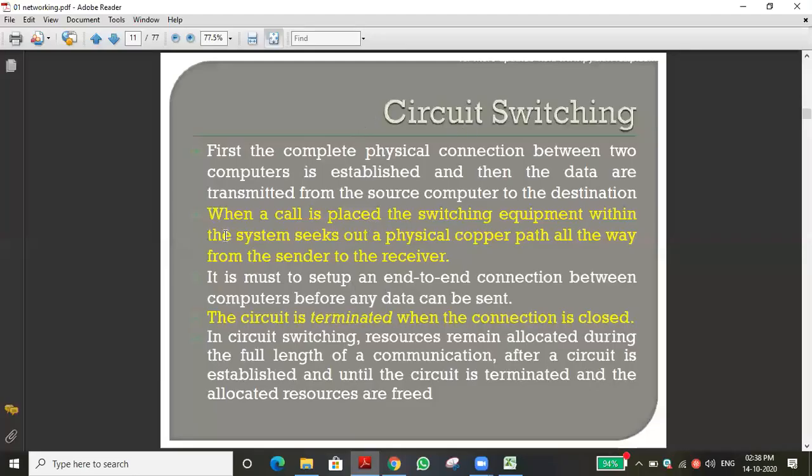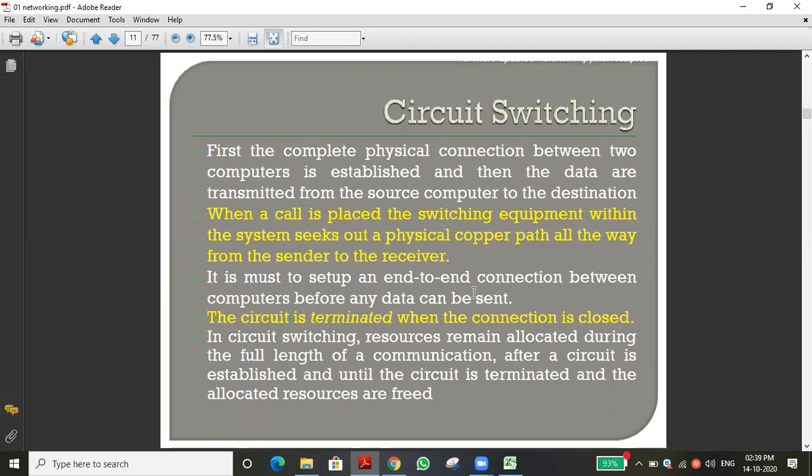Whenever a call is placed, call means not the phone call, I am talking about whenever we are trying to communicate with the other computer, the switching equipment within the system seeks a physical copper path. Copper path means the wire. Nowadays we are using wireless also, but so far we are using wire only, mostly. That will be more efficient and cost wise also very easy. So it must be set up end to end.